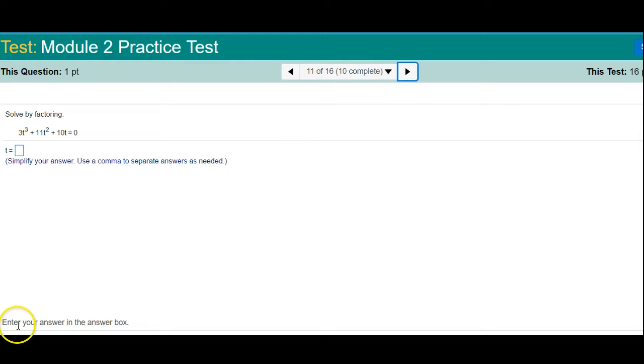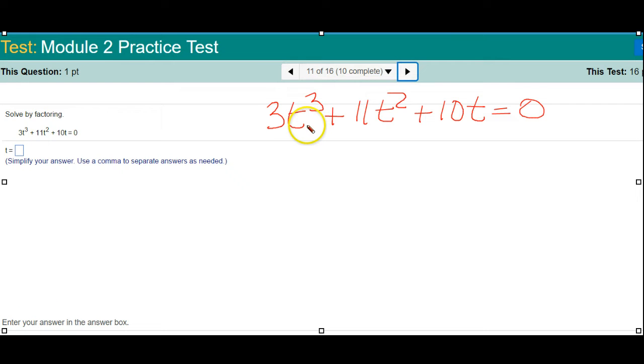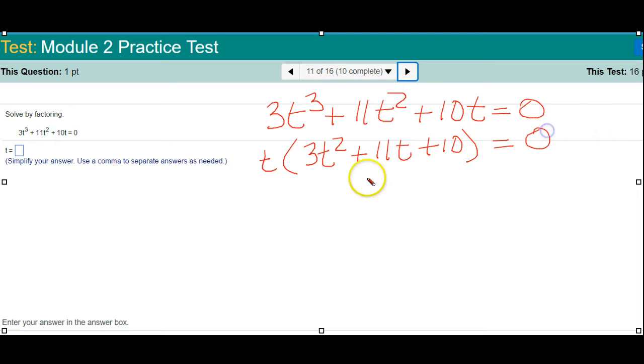Okay, let's take a look at this one. Again, we're finding the zeros. It's in standard form, but I can factor out a t. So I go t times 3t squared plus 11t plus 10 equals 0. Then I have to factor this. And since this is prime, we know that's going to be a 3t, and this will be a t.